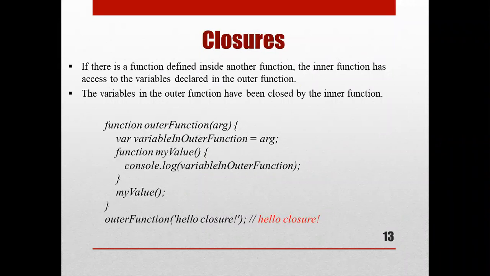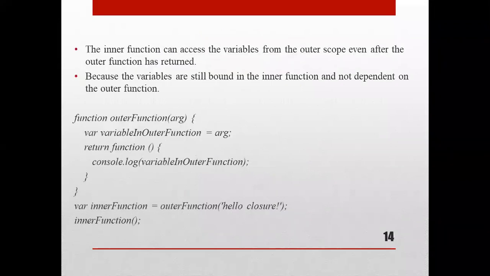So we have seen how we can execute a function defined inside another function. The inner function can access the variables from the outer scope even after the outer function has returned. Here you can see, even if it is returned, we can still access those variables from the outer scope. Why? Because the variables are still bound in the inner function and not dependent on the outer function.